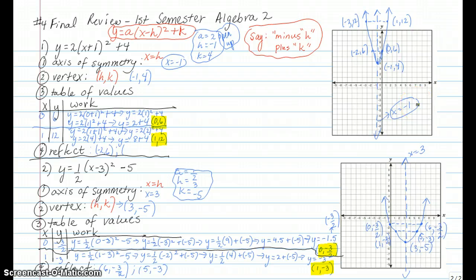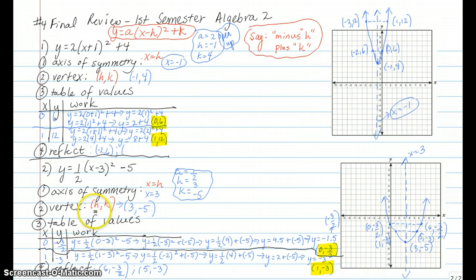On number 2, y equals 1/2 times x minus 3 squared plus or minus 5. The pattern is minus h, so minus 3 follows the pattern, so h is 3. Plus k, it does not follow the pattern because it's minus 5, so k is going to be negative 5, the opposite of 5. So the axis of symmetry is x equals h, x equals 3, because the h value is 3. We have drawn a vertical line at 3 because that equation crosses the x-axis at 3.